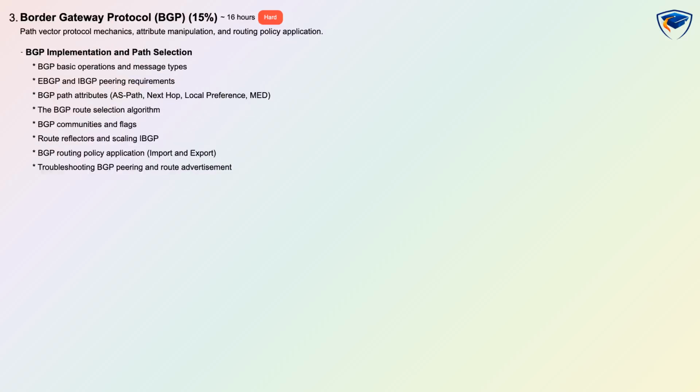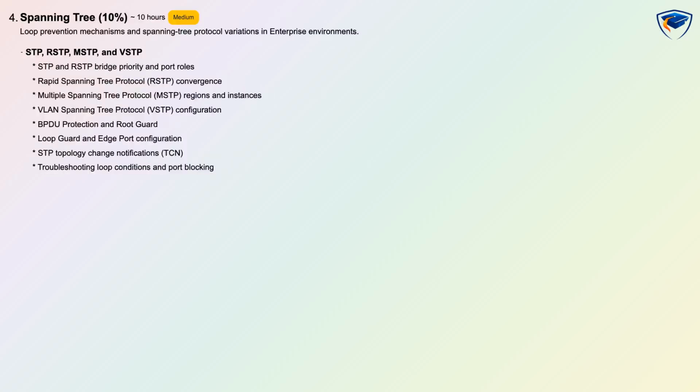BGP is another 15% domain, rated hard with roughly 16 hours of study time, and it is assessed through scenarios. You will learn BGP basic operations and message types, eBGP and iBGP peering requirements, and the full route selection algorithm. Emphasis is on path attributes like AS path, local preference, MED, route reflectors, BGP communities, routing policy application, and practical troubleshooting.